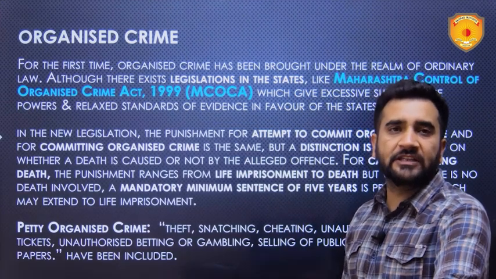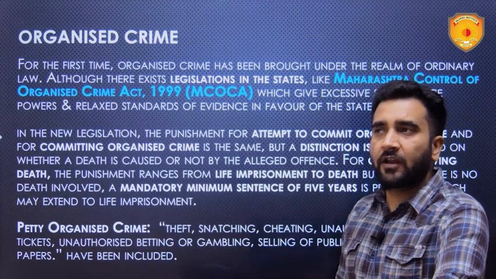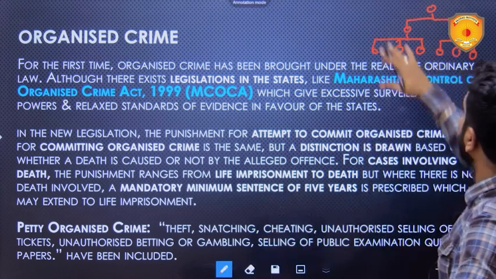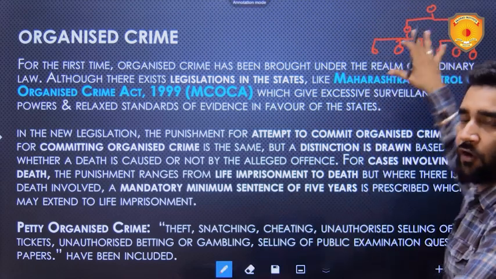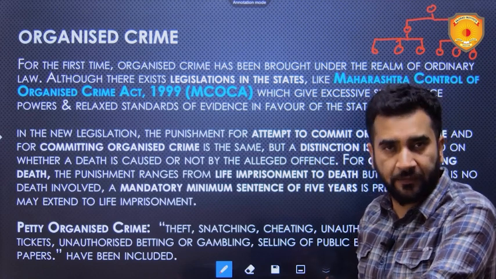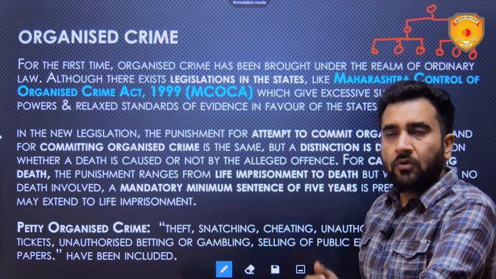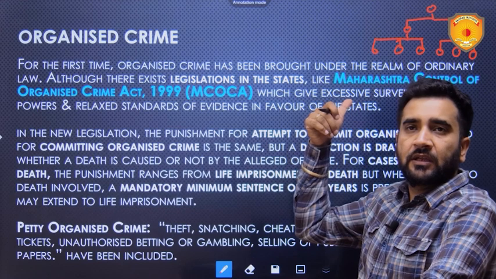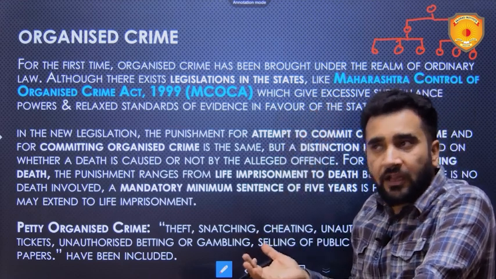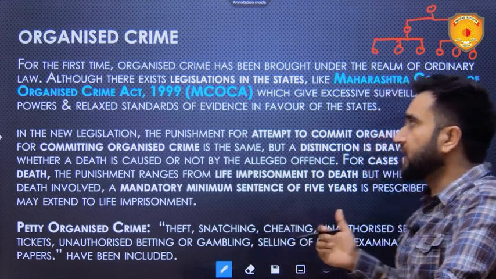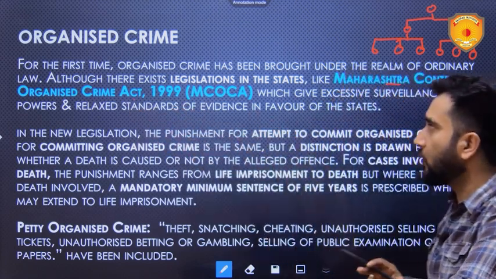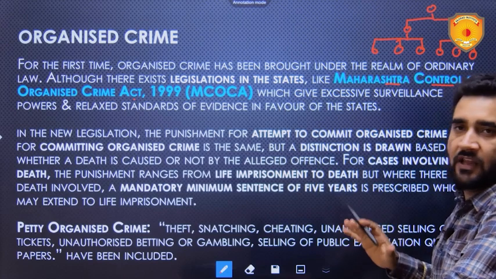Next is organized crime. Organized crime, when a group of people, means they are organized in a proper hierarchy. This kind of organization is there, and this kind of organization is committing crimes. What kind of crimes? Largely their crimes are financial crimes. So this type of organized crime was not defined under any law in India by the center. However, there was a state law, that was Maharashtra Control of Organized Crime Act 1999, MCOCA. But in the center, there was no law.